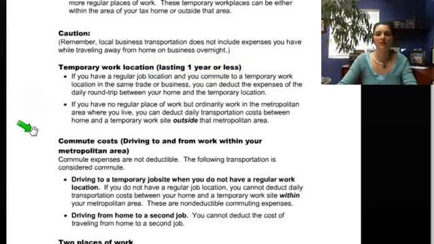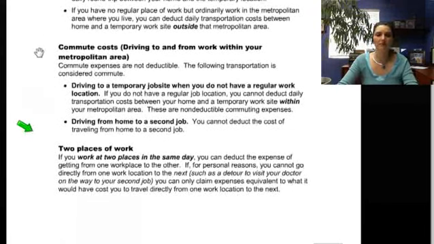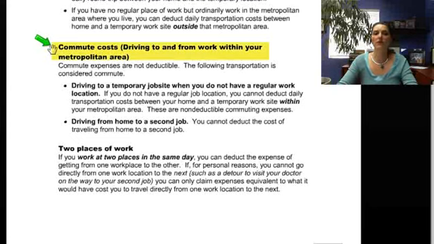Let's look at what is deductible and what's not. Firstly, commute expenses, driving to and from work within your metropolitan area. Commute expenses are not deductible, and the following transportation is considered to be commute. Driving to a temporary job site when you do not have a regular work location. So for example, I gave you that construction worker example. A construction worker normally would not have a regular work location.